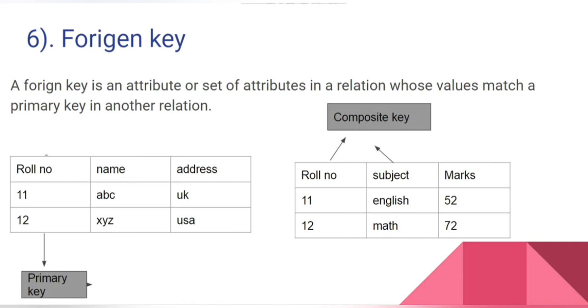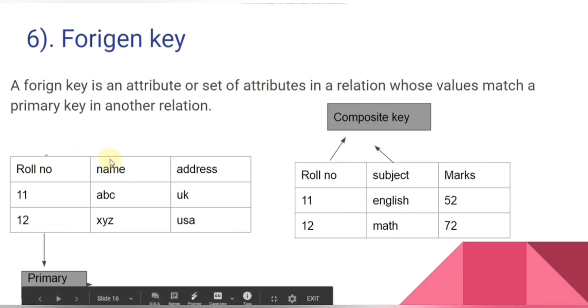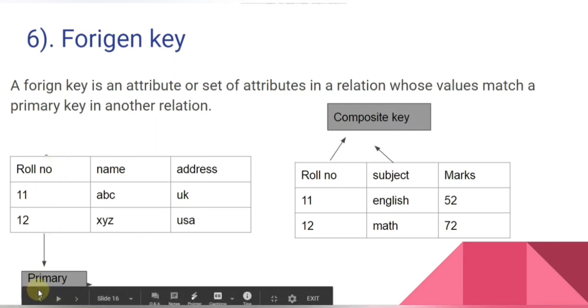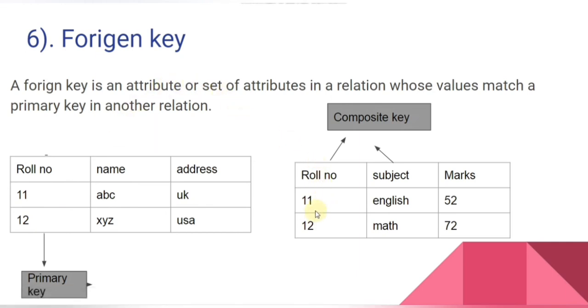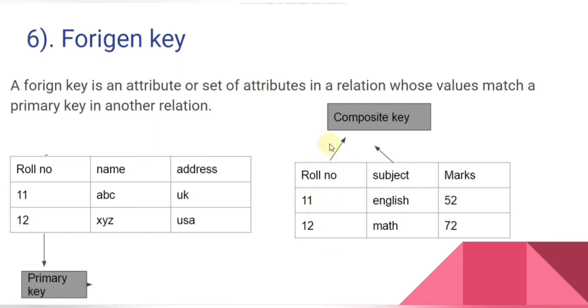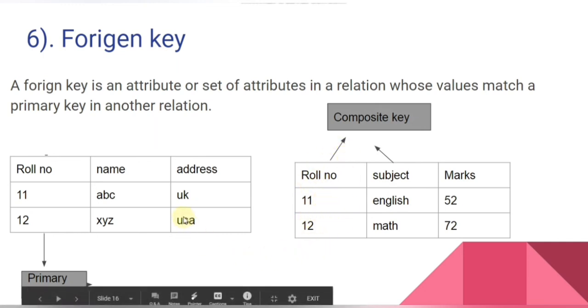A foreign key is an attribute or set of attributes in a relation whose values match the primary key in another relation. For example, if I have roll number, name, and address in this relation, and I have a roll number, subject, and marks in the other relation. In this relation, roll number is the primary key. If I use this roll number in the second relation, with the same values 11, 12 and 11, 12, and I can add more attributes, it becomes the foreign key. That is why this key is also used in another relation. So here roll number is primary key, foreign key.